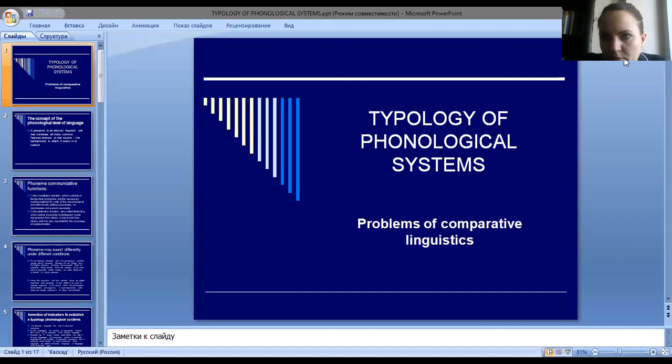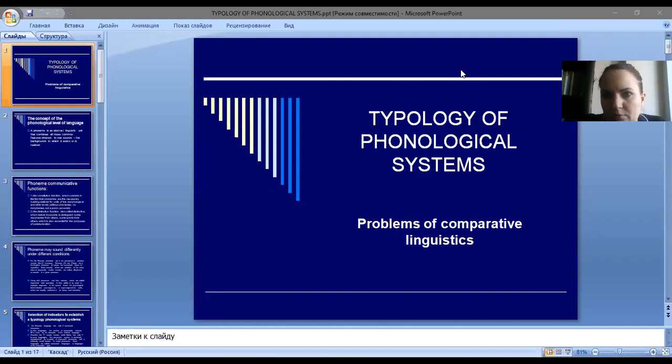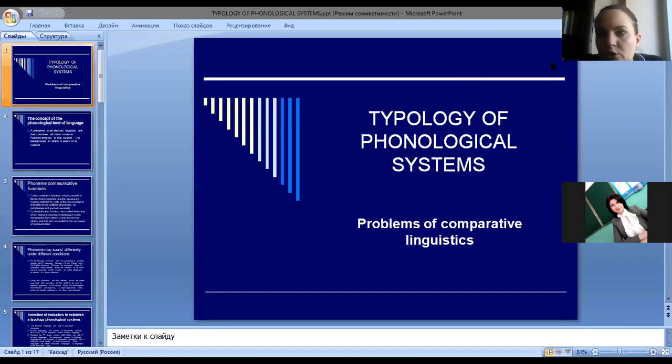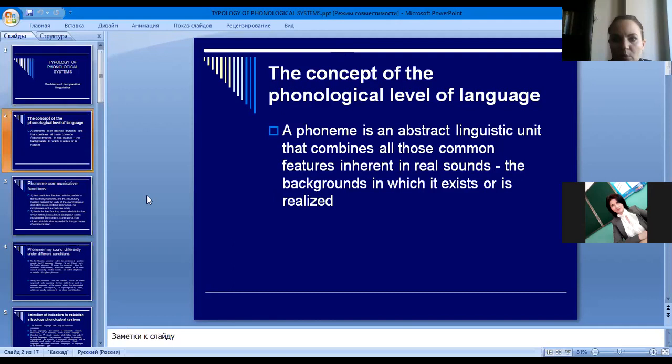Today we are going to speak about typology on different levels, and we are going to start with typology of phonological systems. A little bit of revision. We are going to start with the concept of the phonological level of language.